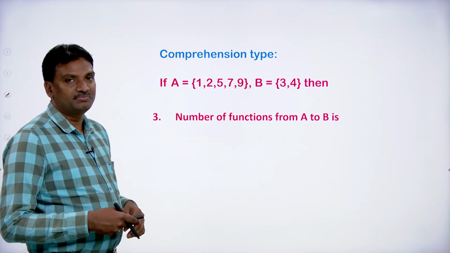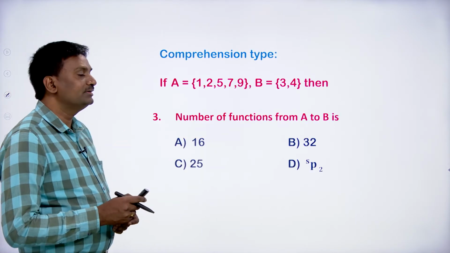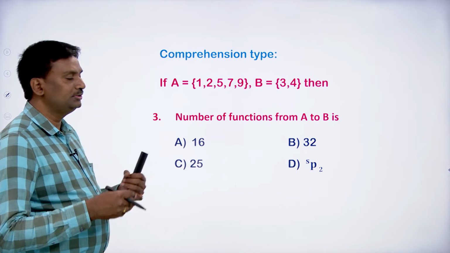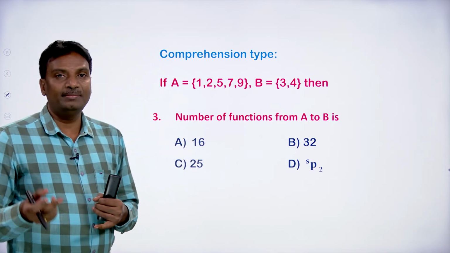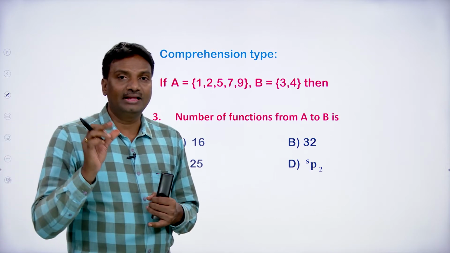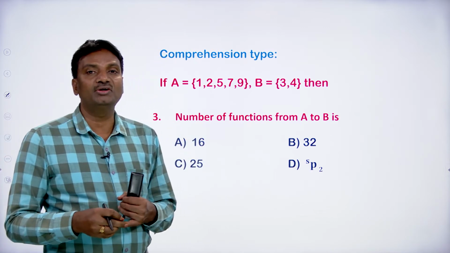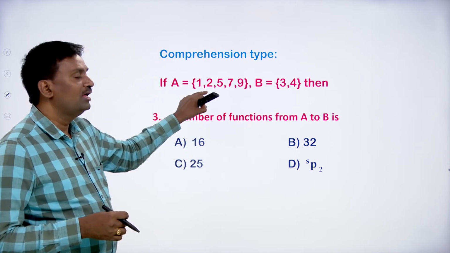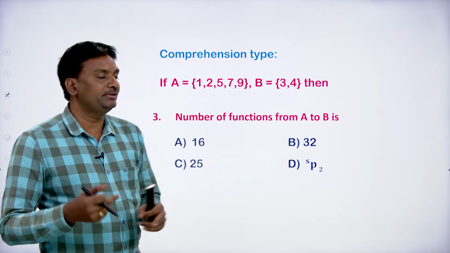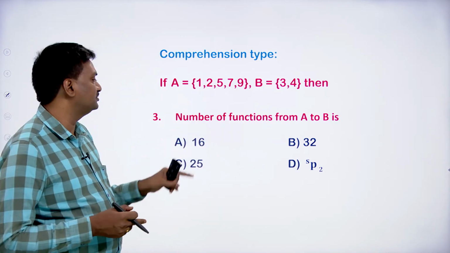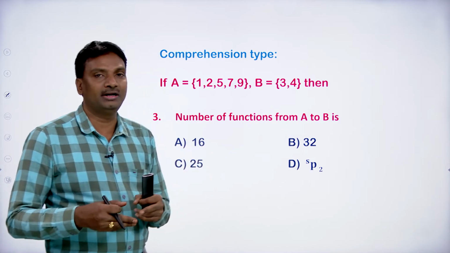Here, the third problem with respect to the same passage: number of functions from A to B. So simple. If the number of elements in A is m and the number of elements in B is n, then the number of functions defined from A to B is n power m, where 5 elements are there in A and 2 elements are there in B. So n power m, 2 power 5, that is 32. So we can take option B.